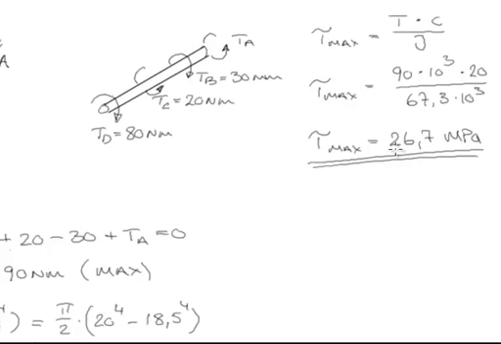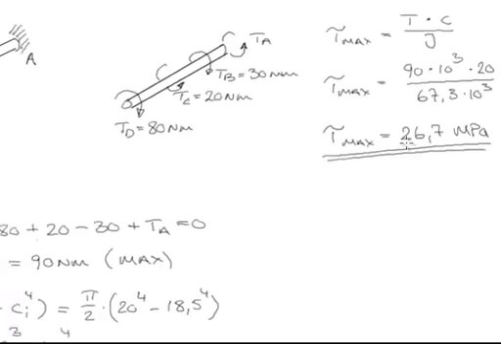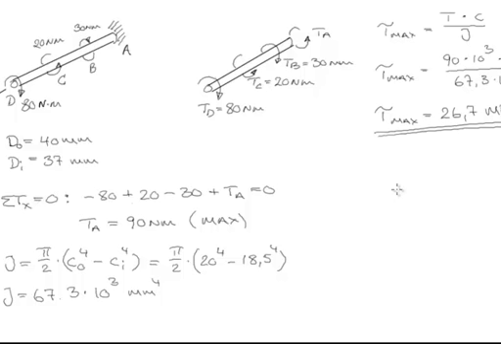Yes, that's the result. So just to sum up what we did is we calculated the maximum torsional moment along the entire cantilevered beam, which is then located between the segment B and A, and then constant in that segment. Then using the polar moment of inertia, we calculated the maximum shear stress, which was then 26.7 megapascals.